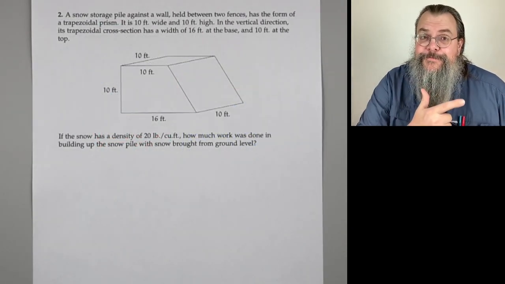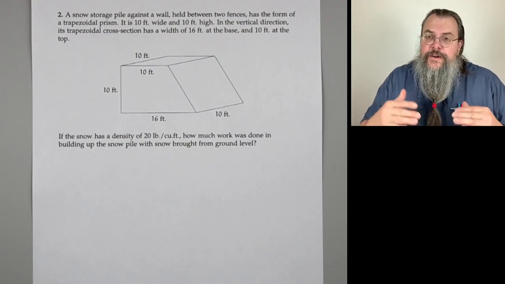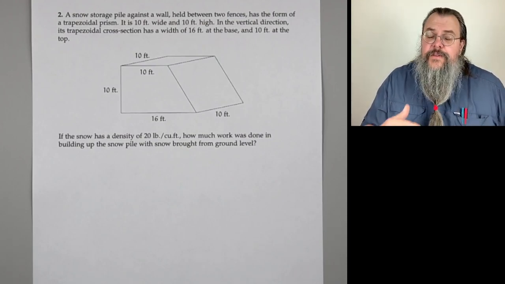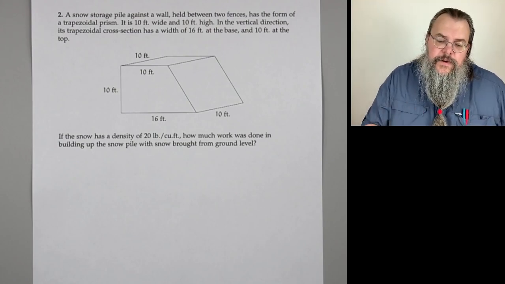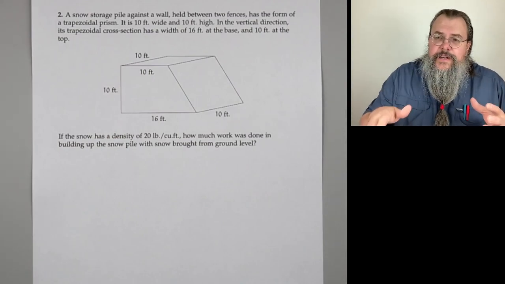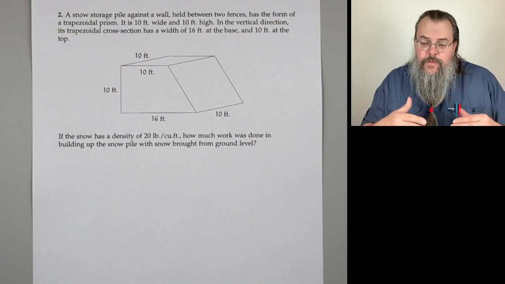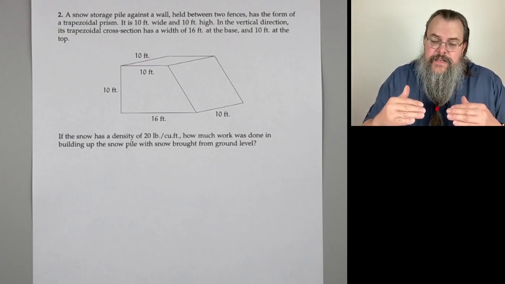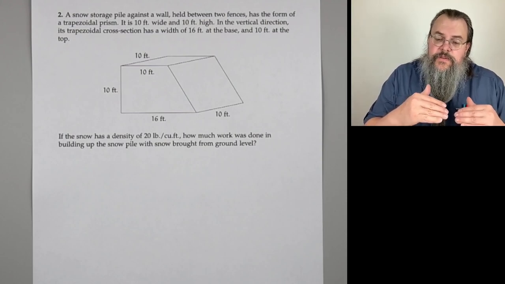Number two. A snow storage piled against a wall, held between two fences, has the form of a trapezoidal prism. And, well, prism is just a fancy way of saying it's like a rectangle, but then you cut off something at an angle. It's 10 feet wide, 10 feet high. In the vertical direction, its trapezoidal cross-section has a width of 16 feet at the base and 10 feet at the top.